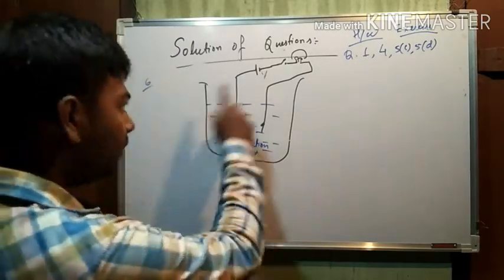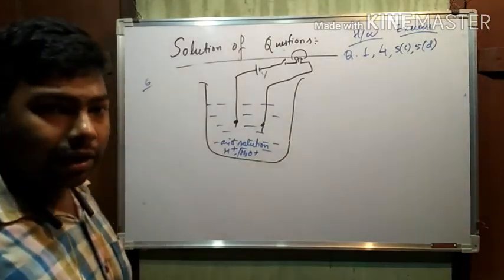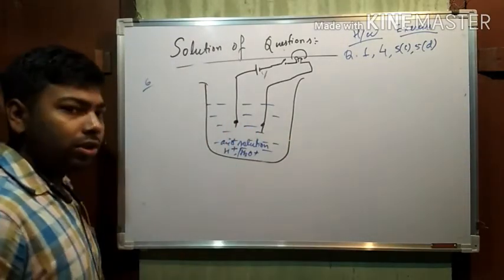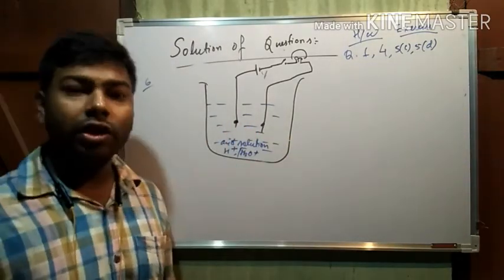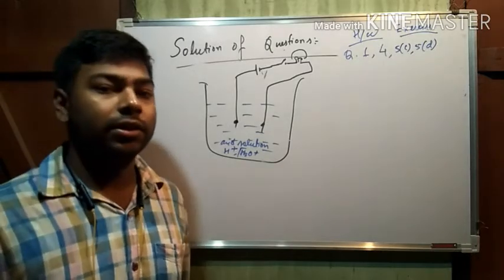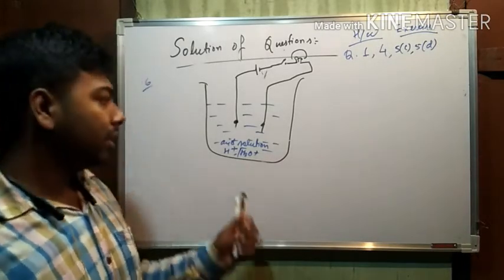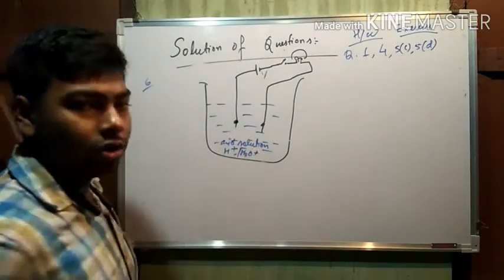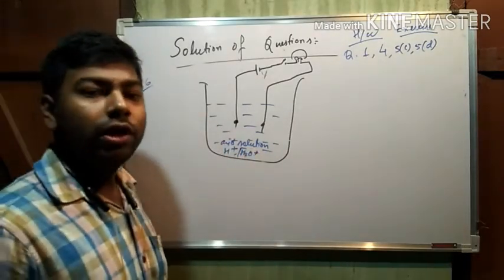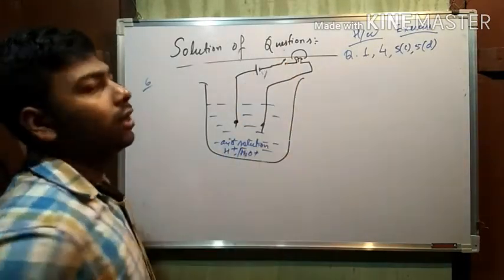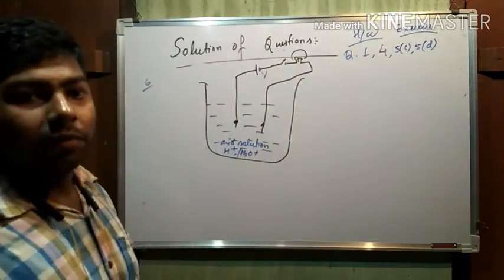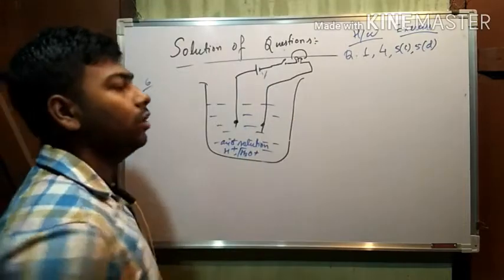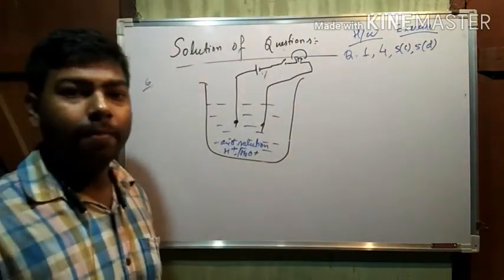That means from this simple activity we can say that through the acid solution electricity is passing. That's why these are acids. But if we use glucose in place of the acid solution, then we will not get light. That means our bulb will not glow.